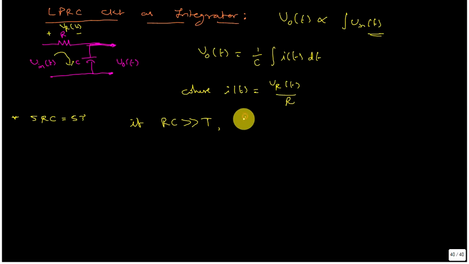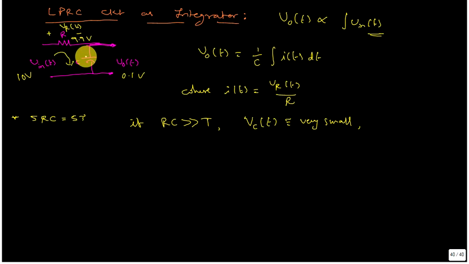So VC of t, the voltage across the capacitor, is very small in this case, because the capacitor is not able to charge. It requires a minimum of 5 time constants, but you are applying the input signal for a very short duration. Then where should the input signal appear? The remaining voltage should appear across the resistor. For example, if you are applying 10 volts and the capacitor has taken only 0.1 volts, then 9.9 volts should appear across the resistor.